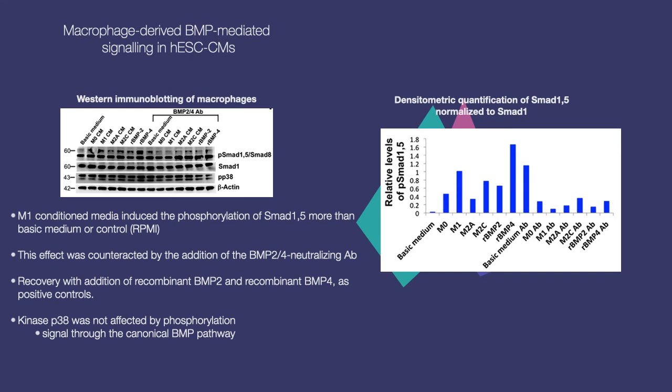So the results they found were that M1 conditioned media induced phosphorylation more than basic media or control. This effect was counteracted by the addition of neutralizing antibodies and recovered with the addition of recombinant BMP2 and BMP4. They also concluded that kinase P38 was not affected by phosphorylation, indicating the canonical pathway.